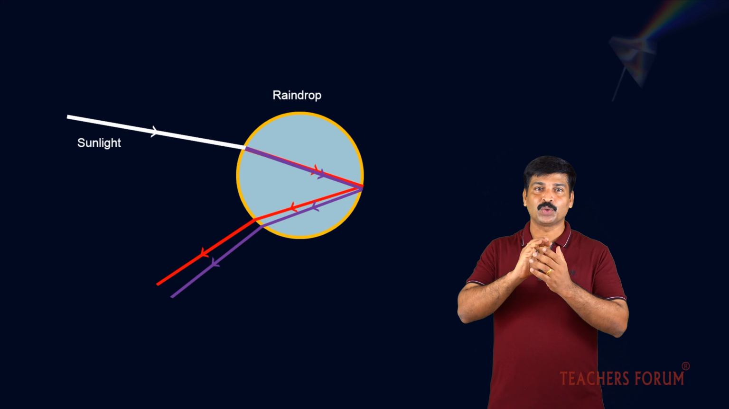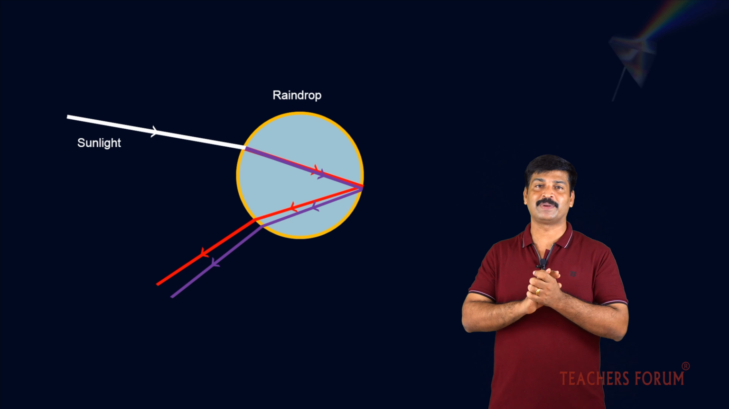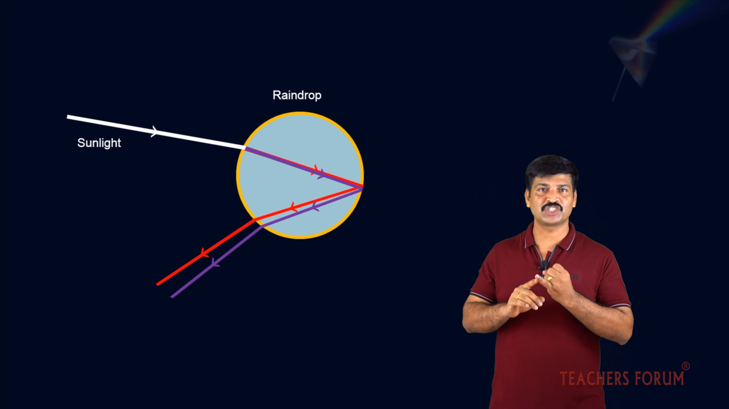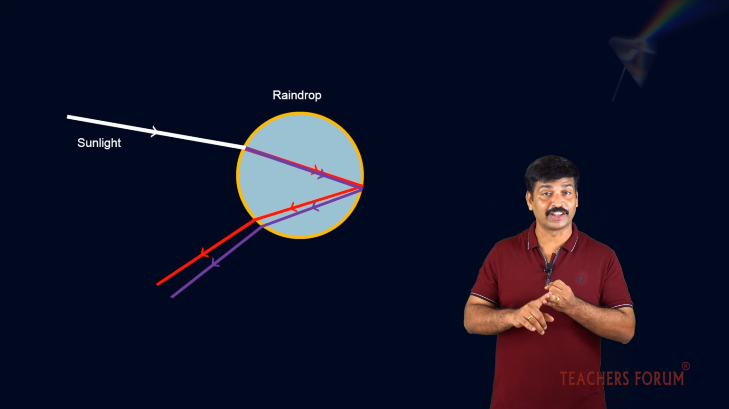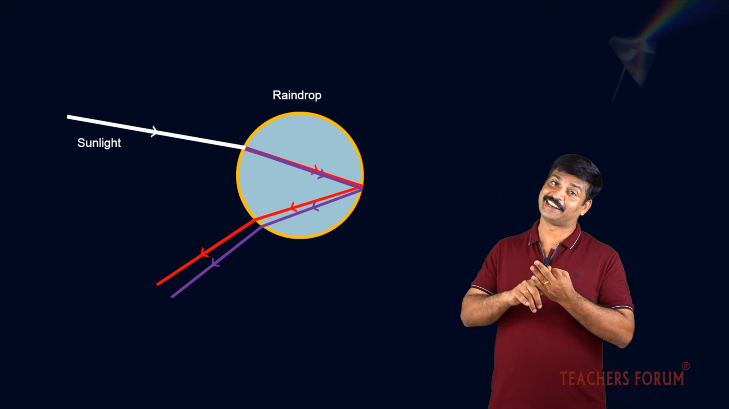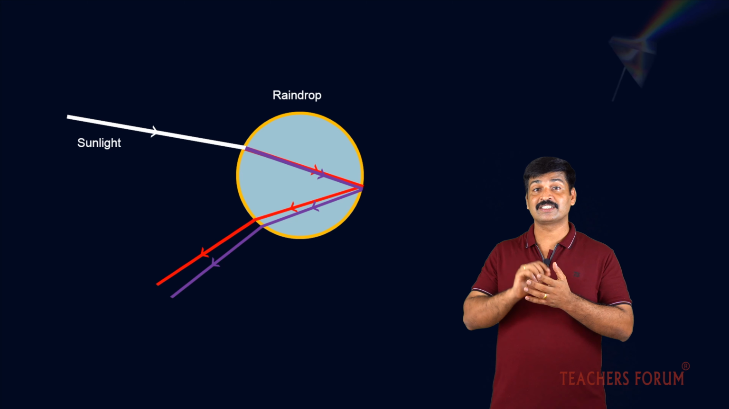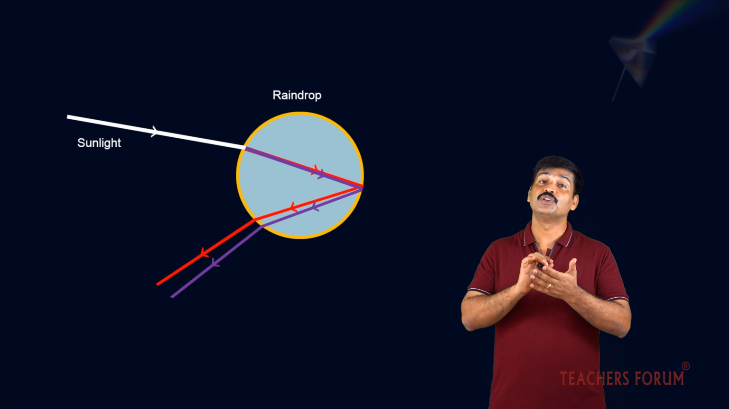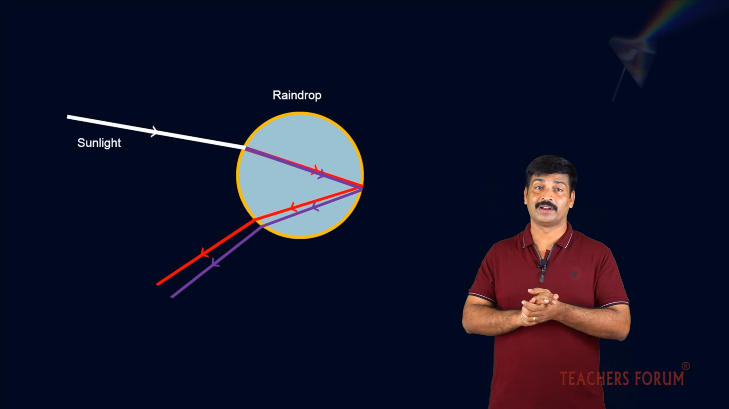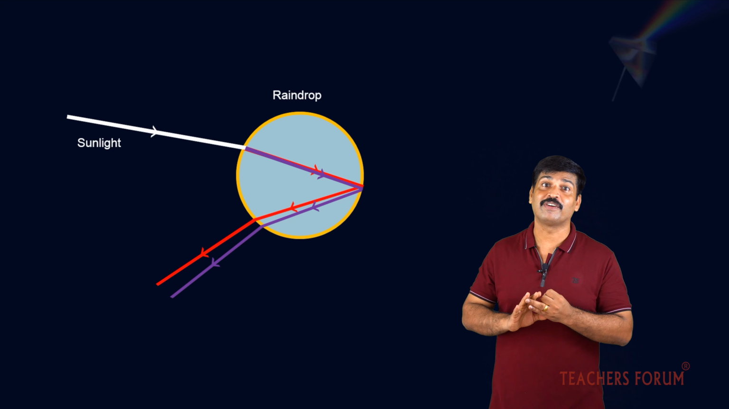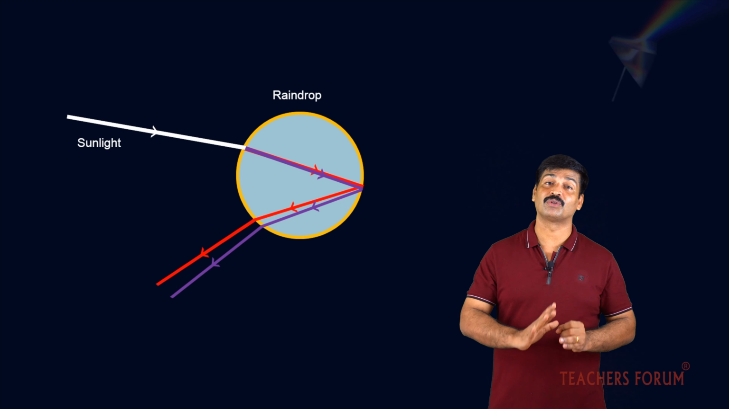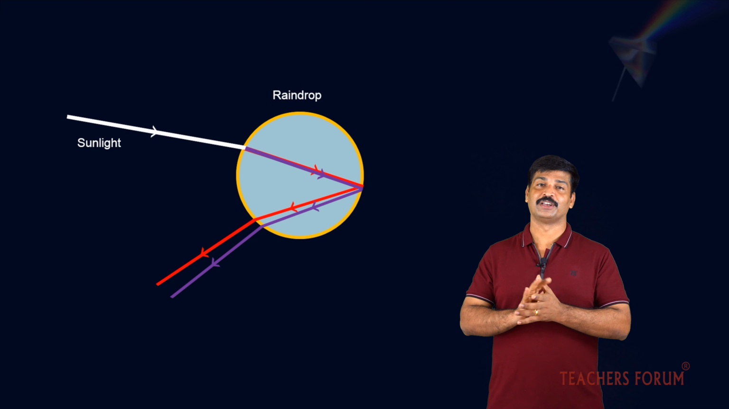So what is the sequence of phenomena in the formation of a rainbow? The first one, refraction and dispersion. Second one, total internal reflection. Finally, it gets refracted again. In your examination, this question is a sure question. You should mention all these points one by one. First, the incident light gets refracted and dispersed. Dispersed light gets reflected internally, and finally it gets refracted again and comes out of the raindrop, and we see a rainbow.